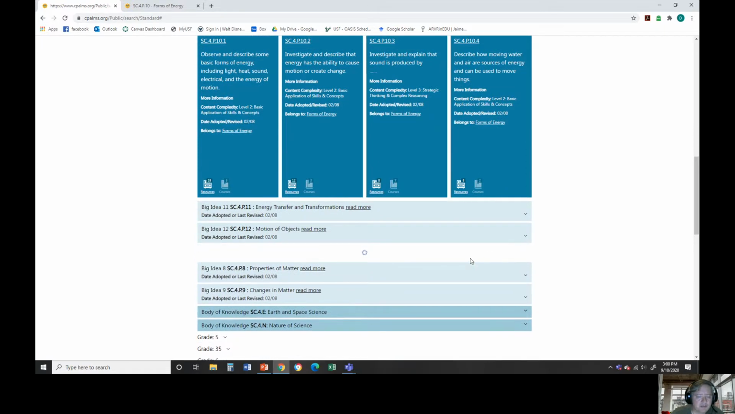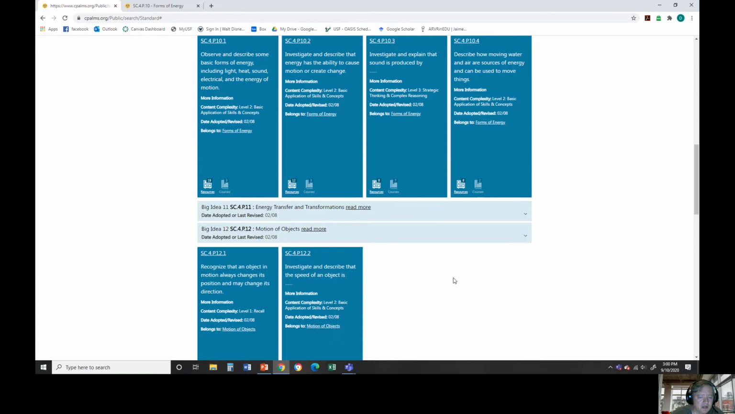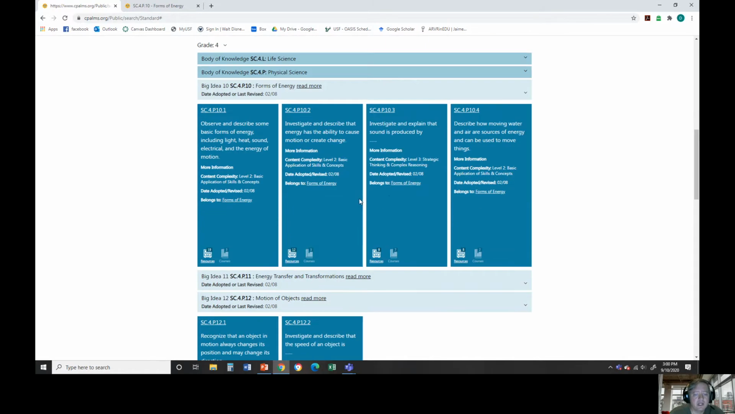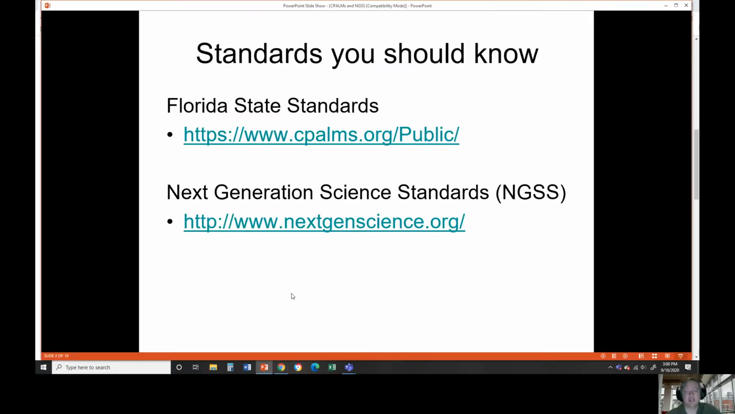We also have motion of objects, properties of matter, changes in matter, and that's how we can use the Florida State Standards. Because one thing with standards, whether you love them or hate them, they are a part of an educator's life. If a supervisor walks in, they're probably going to ask you, what standards are you addressing today?